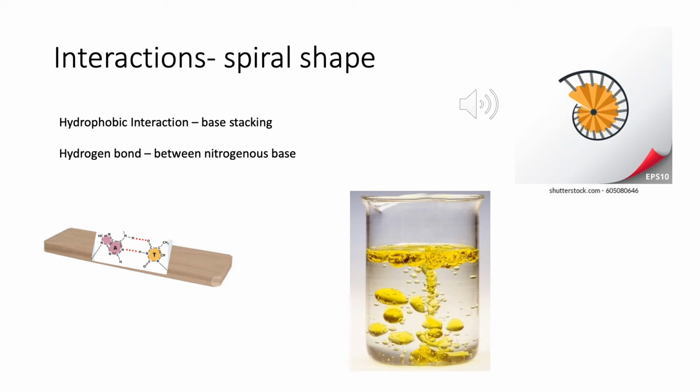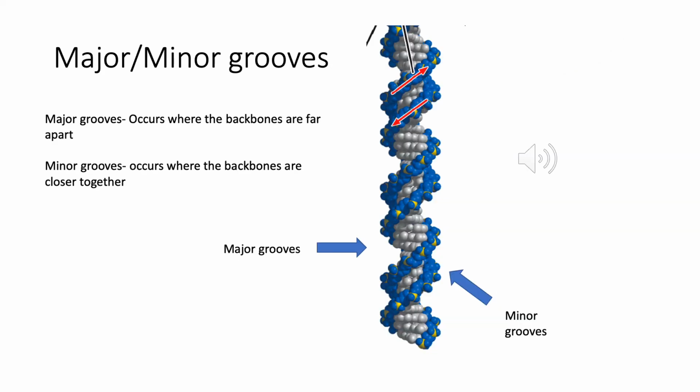The hydrogen bonds between the bases help hold the backbone together like the floorboards of the staircase. The spiral structure is composed of major and minor grooves. Major grooves are where the backbones are far apart. Minor grooves occur where the backbones are closer together.